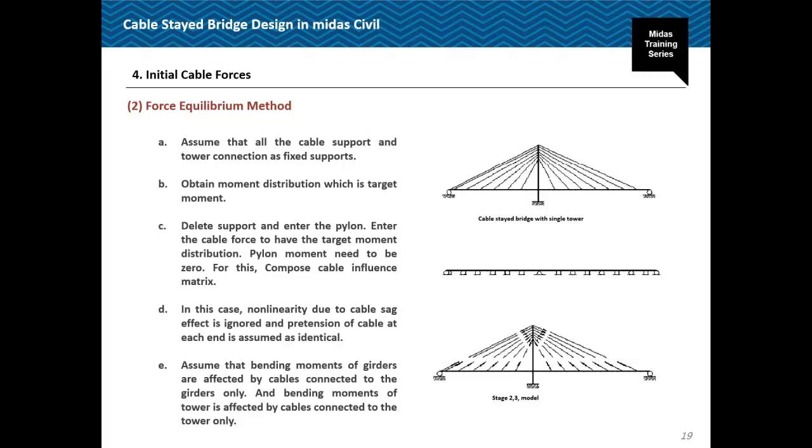This is also a quite similar concept, but this method is proper when there is a large inclination in the longitudinal girder. The horizontal force of the cable can result in an additional bending moment. So the force equilibrium method considers the effect of this horizontal force. That's why this method can be used with a large inclination of the longitudinal girder.